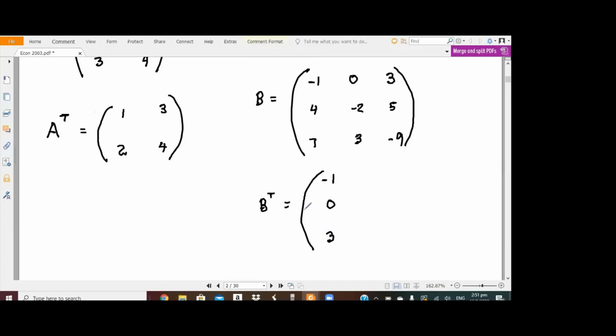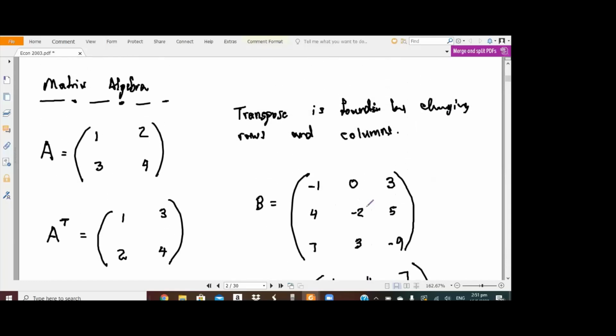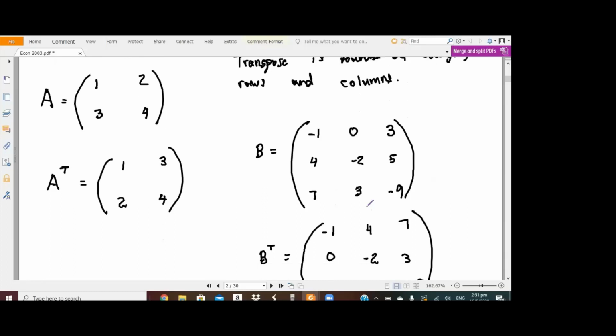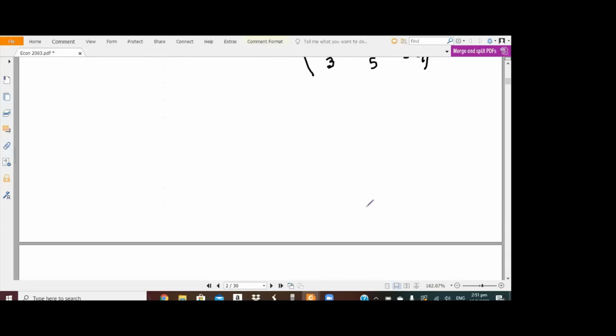So remember, rows become columns. That's how you do transpose. The second row here is 4, -2, 5. That now becomes a column, so it becomes a column with 4, -2, 5. The third row here is 7, 3, -9. Third row becomes the third column, so it is now 7, 3, -9, and that's how you find a transpose of any matrix. All right. So the transpose, simply, guys, is that the rows become columns or columns become rows. It's the same thing. They're both equivalent. All right. So that's how you find the transpose.